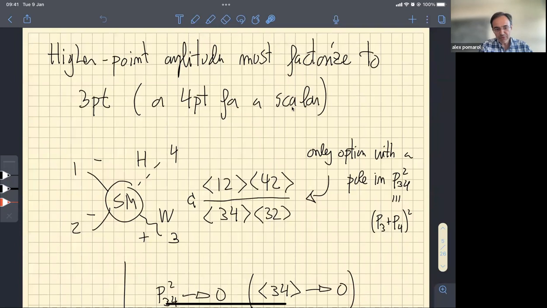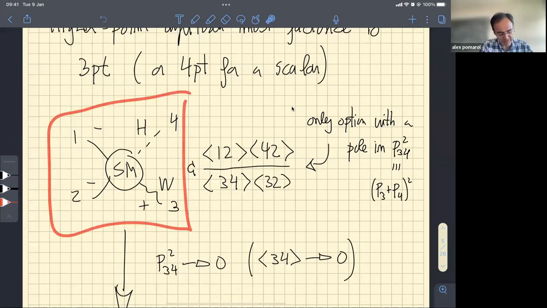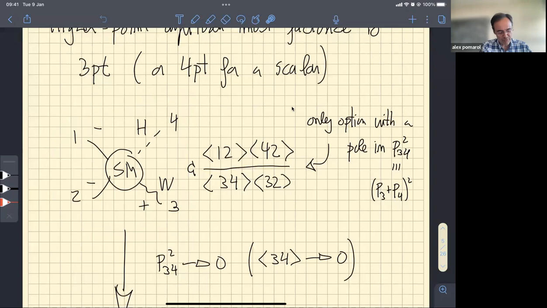The amplitude you can see as an example of what I was saying is this amplitude here. This is a standard model amplitude I want to calculate, with 2 fermions of helicity minus, a vector boson of helicity plus, and a Higgs. We'll need this amplitude later.